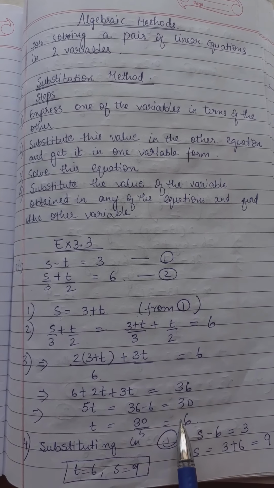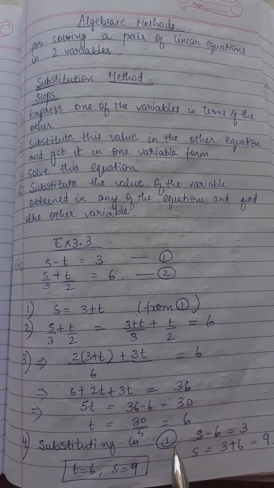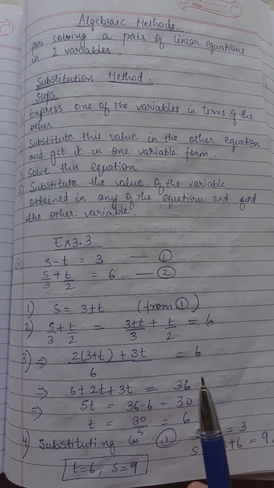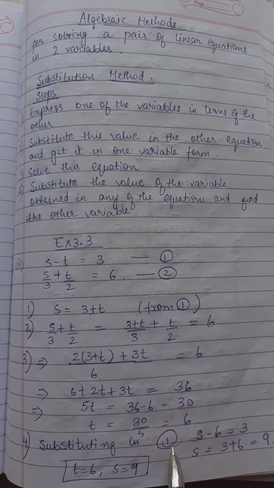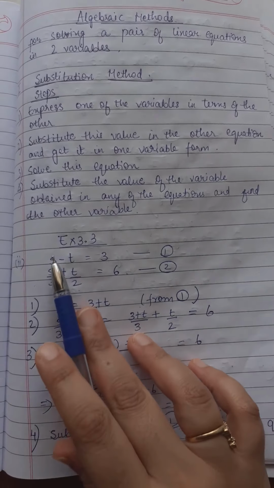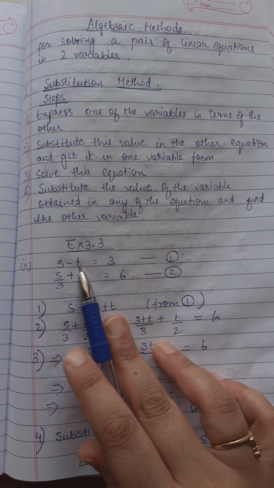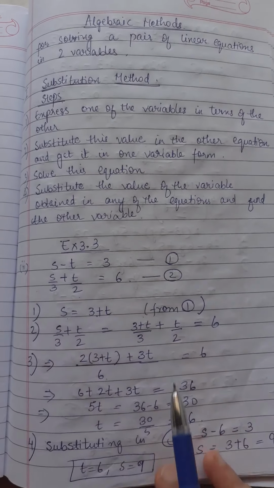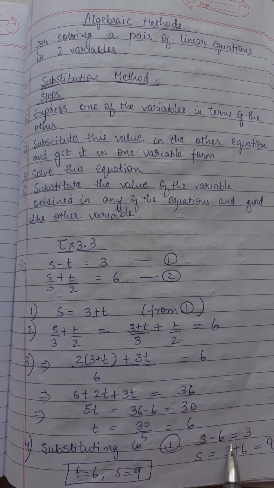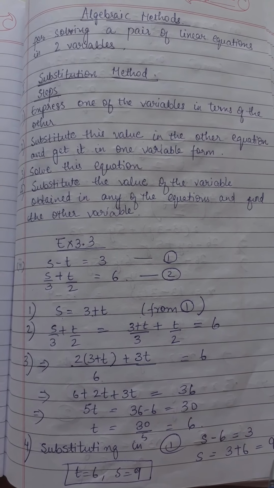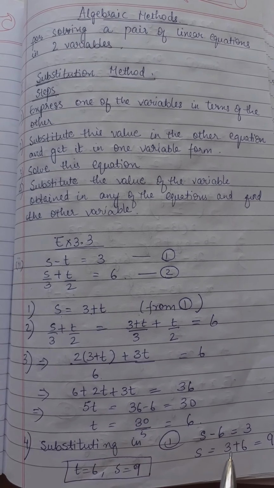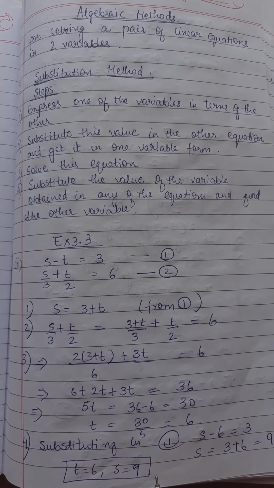So one variable I have got. To find the second variable, I can substitute it in any one of the equations. The first is the simplest equation, so I will substitute in 1. s minus t equal to 3. In place of t, I can put 6, which I have already obtained. So s minus 6 equal to 3, so s will be equal to 9. So that is the solution: t equal to 6 and s equal to 9.